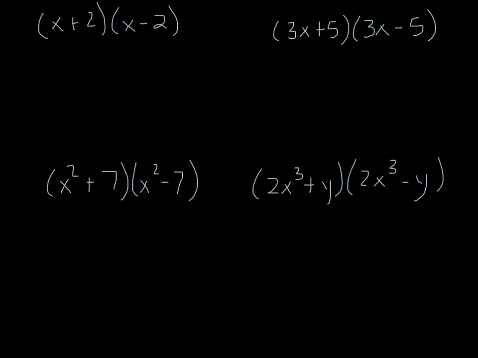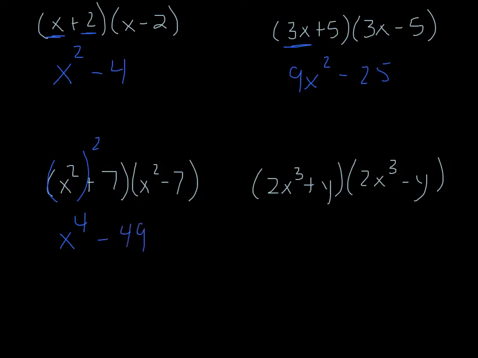Alright, so let's take a look at the try these. The shortcuts, first one. First term is x, and we're going to square it. We're going to do minus, and the second term is 2, and we're going to square that, 4. Done. Next one, 3x. 3x squared is going to give you 9x squared minus 25. Next one, x squared, squared. That's going to be x to the 4th power, because x squared times x squared is x to the 4th, minus 7 squared is 49.